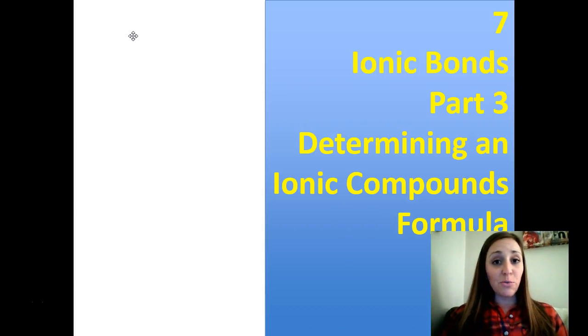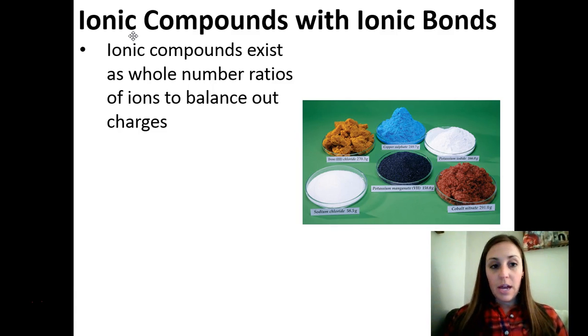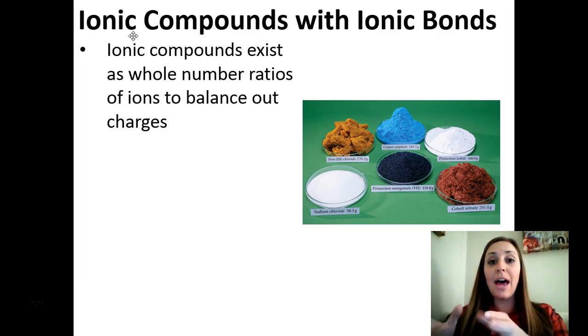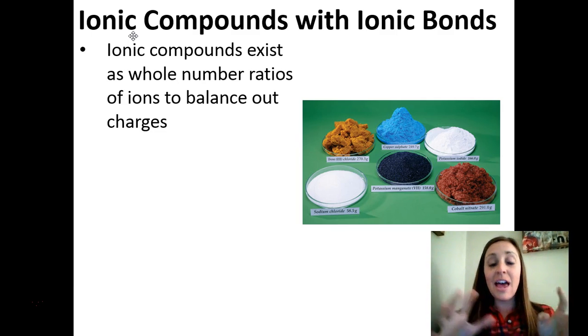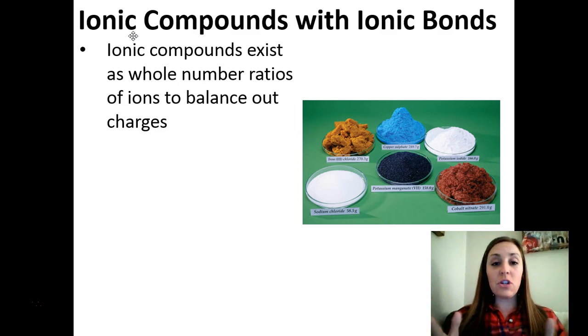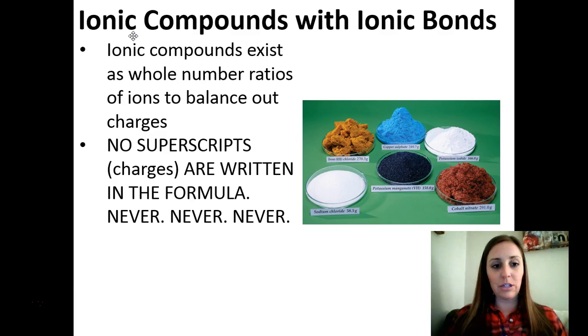Today we're going to learn how to write the formula for an ionic compound. Ionic compounds exist as whole number ratios of ions to balance out charges. So you have to have 1, 2, 3, 4 cations, 1, 2, 3, 4 anions, and it depends on their charges. That's going to determine how many of each, so they'll balance out so that everything is electrically neutral.